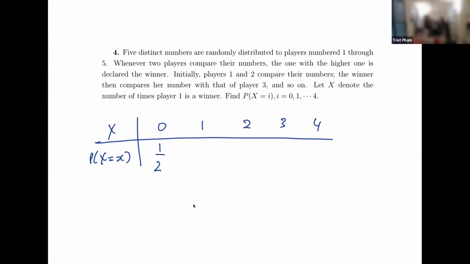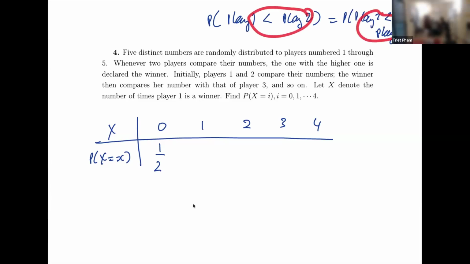Should be a half. We know why. Because by symmetry, player 1 less than player 2 should be the same as player 2 less than player 1. There's no distinction between these two players. But then you add these two up, it should be 1 because these numbers are distinct. Therefore, each of them is 1/2. Okay.